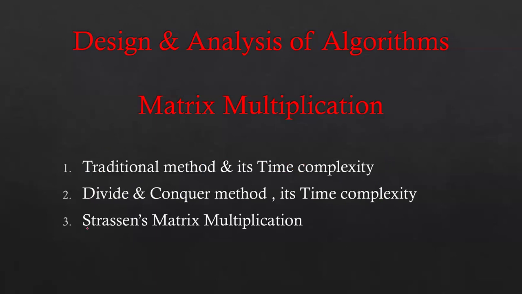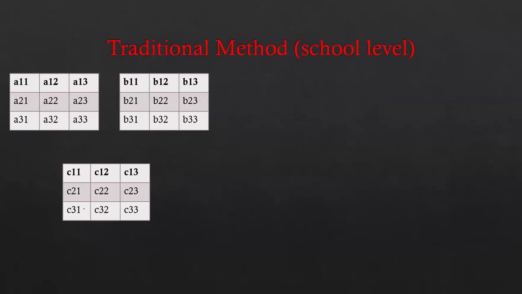Next, after that, we will go for Strassen matrix multiplication. Along with that, its time complexity, and I will show which algorithm will take less time to compute one matrix multiplication problem. So before starting this class, I will tell you Strassen is the best one among these three. Okay, I will show you why it is best by comparing the time complexities. So let us go for traditional method of matrix multiplication.